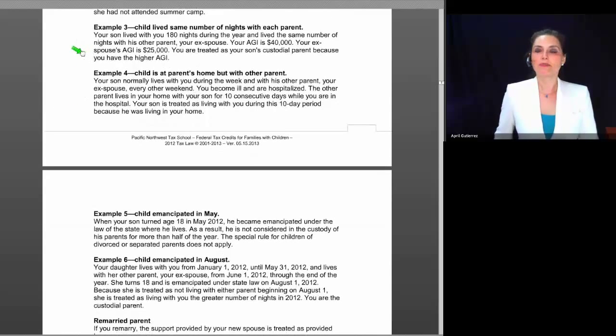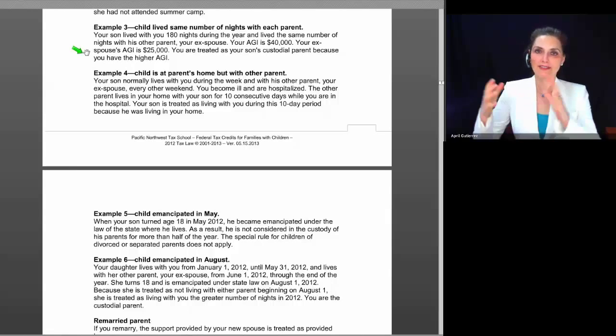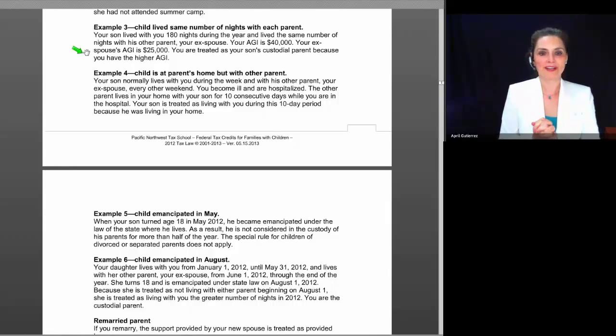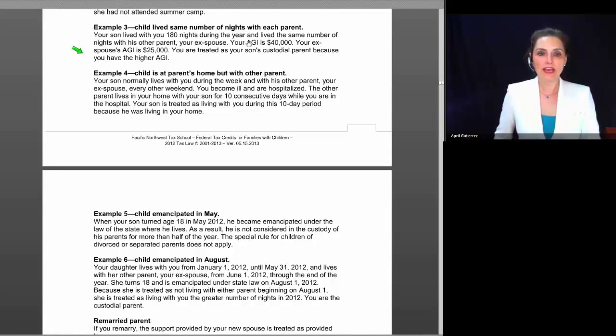Child lived the same number of nights with each parent. Your son lived with you exactly 180 nights during the year and the exact same 180 nights, different nights of course, with your ex-spouse. Therefore, neither of you can win under the greater number of nights test. So instead, we look at the adjusted gross income, and your adjusted gross income is $40,000, your spouse's AGI is $25,000, and therefore you are treated as custodial.